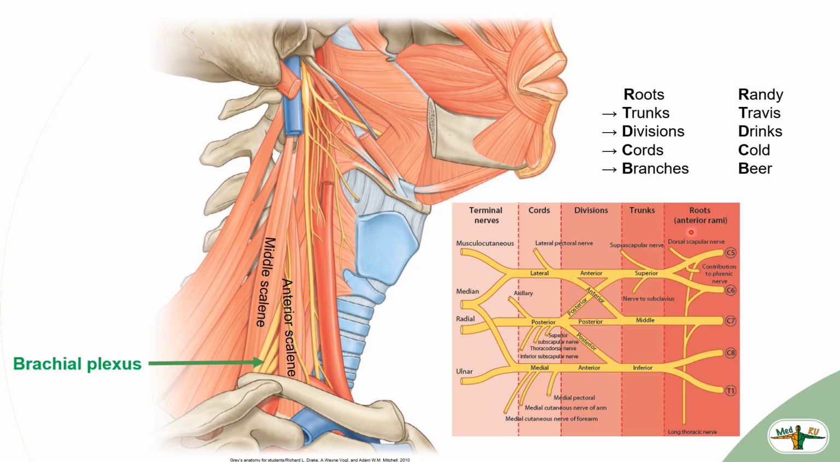Remember this order: roots, trunks, divisions, cords, branches. A good mnemonic to remember this is: Randy Travis drinks cold beer. Roots, trunks, divisions, cords, branches. Finally, these cords become the major nerves you might know, like the median, ulnar, and radial nerves, which give you both movement and feeling in your arm and hand. The bottom line: if this network gets injured, the connection from your brain to your arm is broken, which can lead to weakness or even paralysis. That's why it's so important.